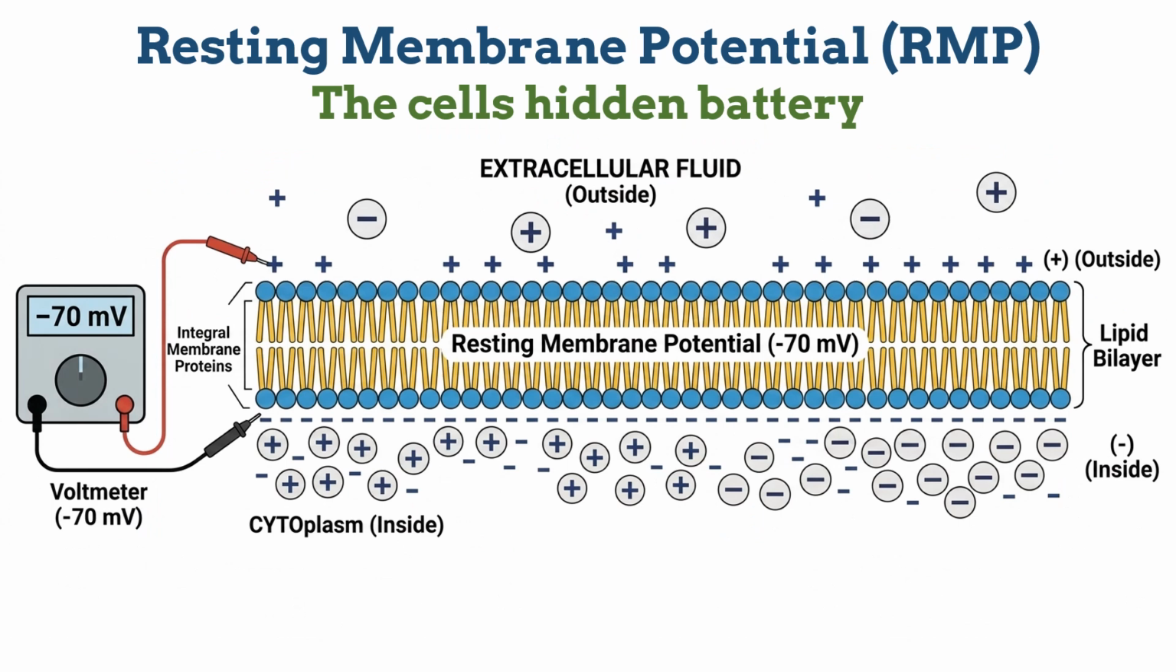Every living cell, including those in the heart, maintains an invisible yet measurable electrical difference across its membrane, typically ranging from -70 to -90 millivolts, with the inside negative relative to the outside. This is called the resting membrane potential, the cell's hidden battery.